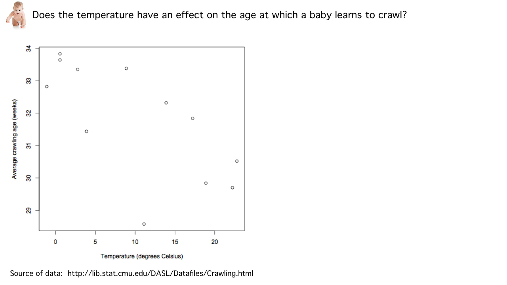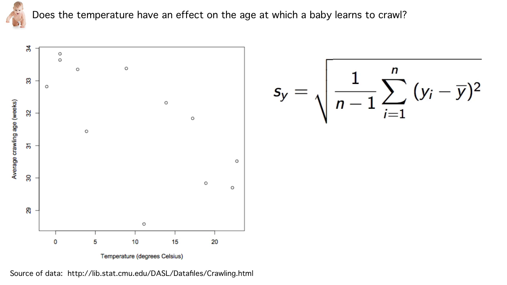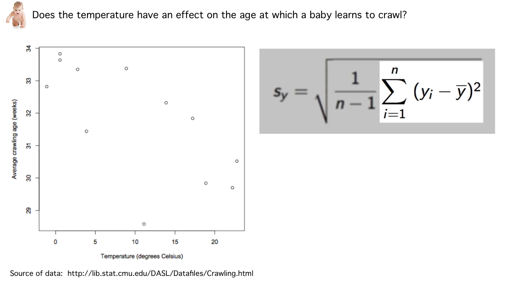And we can see that the average crawling age in these data range from 28.6 weeks in one of the months to 33.8 weeks in another month. We could summarize the variability that we see in the crawling age by its standard deviation. Here's the formula for standard deviation. In this video, we're going to focus just on the part of the formula that includes the data values. That is, the sum of the squares of the differences between each value of y and the mean of all the y's.